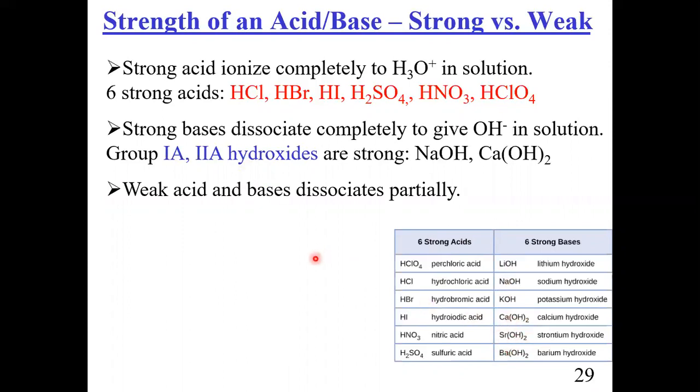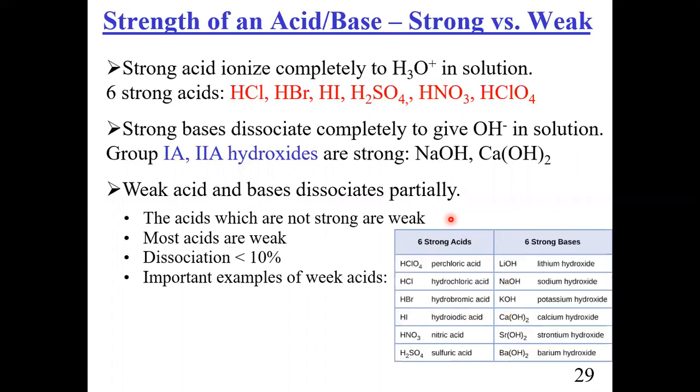Whatever is not strong is considered weak. So weak acids and bases dissociate partially. They don't have complete dissociation or complete reaction with water when they're reacting, and usually whatever dissociates is normally less than 10%. Some important examples of weak acids: HF is considered a weak acid. Acetic acid is a weak acid, that's its structure. It's this H that's going to get deprotonated, not these ones.